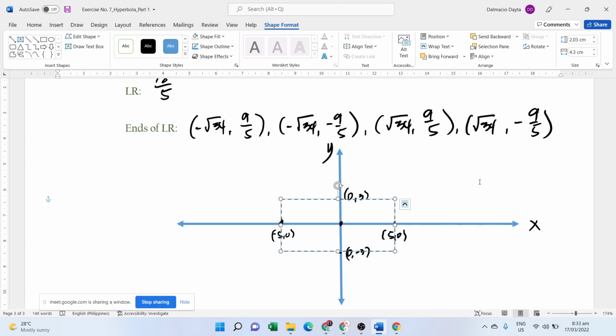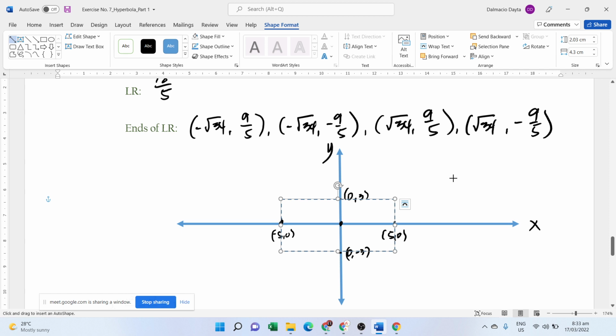Yun ang hindi natin ginawa. Equation of the asymptotes. Dapat may equation of the asymptotes. Buti na lang ginraph ko para nakita natin yan. Nakita ko yung kulang doon sa ating properties. Later, we'll do the asymptotes.